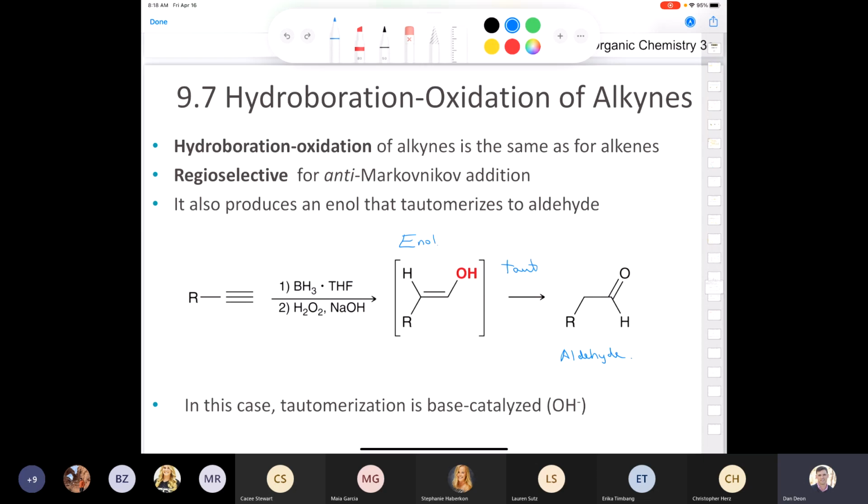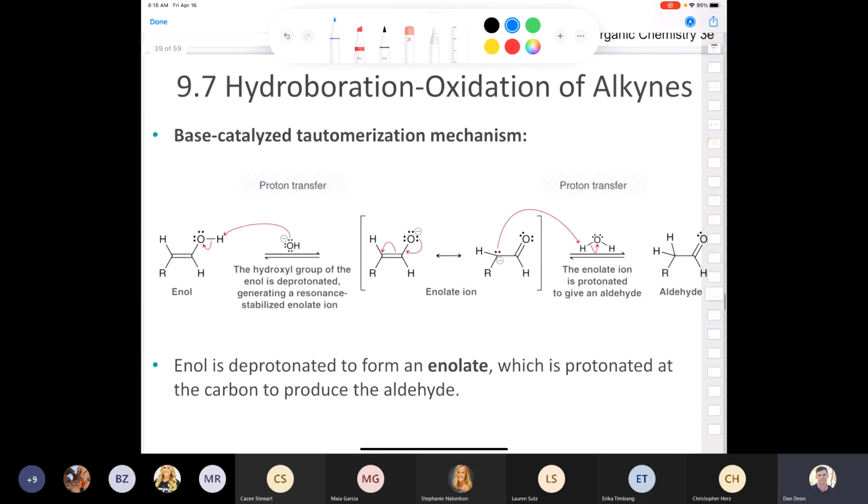Well, hold the phone. Now you're in base, right? You're not in acid anymore. You're in hydroxide. And so the tautomerization occurs in base, and so this is going to be a little bit different mechanism. And you need to know the mechanism of base catalyzed tautomerization. So you need to know this mechanism thoroughly.